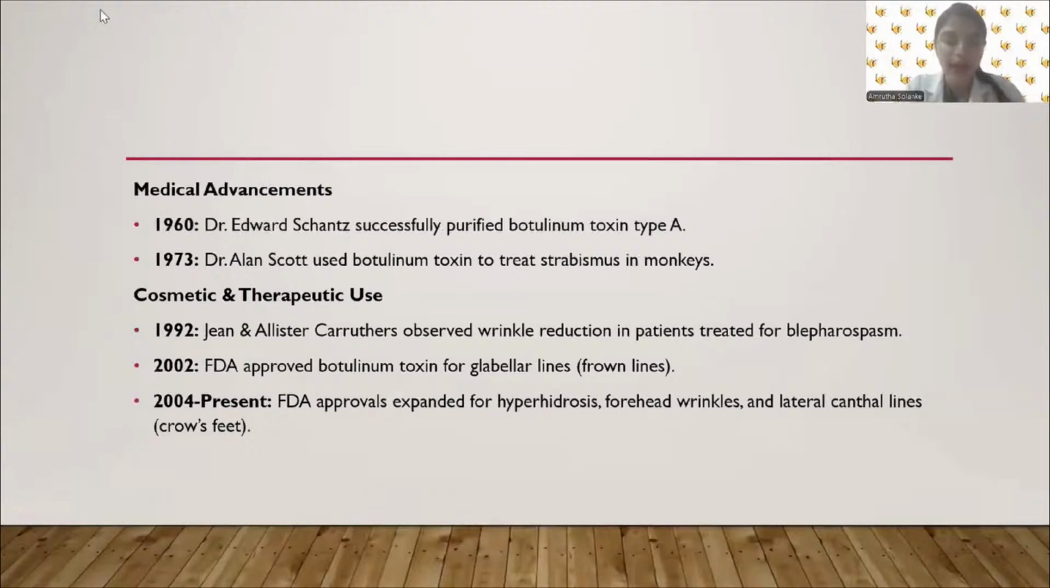1973, Dr. Alan Scott used botulinum toxin to treat strabismus in monkeys. Cosmetic and therapeutic use. In 1992, Jane and Alistair Carruthers observed wrinkle reduction in the patients treated for blepharospasm. In 2002, FDA approved it for glabellar lines. In 2004, they approved it for hyperhidrosis, forehead wrinkles, and lateral canthal lines.